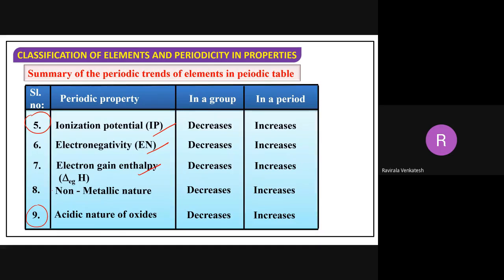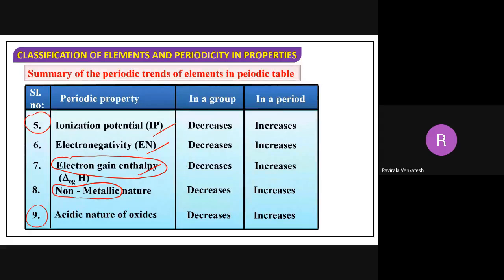Now, non-metallic character. What is the meaning of non-metallic character? It means attracting electrons, the addition of electrons. Attracting of electrons can be done by whom actually? Electron gain enthalpy. That means if electron gain enthalpy is more, non-metallic nature will also be more.